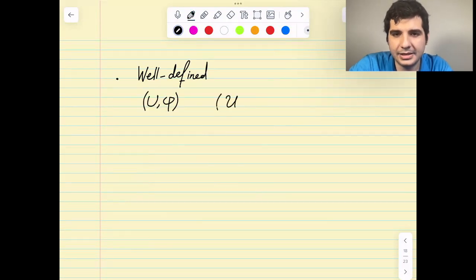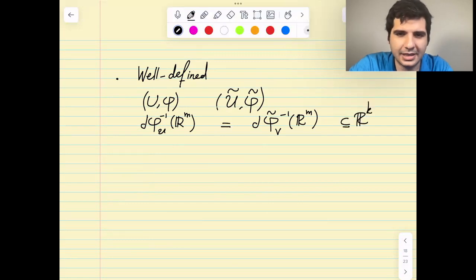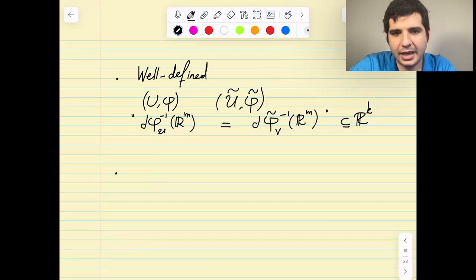If you take another open set U tilde and another map phi tilde, a coordinate chart around X, the tangent spaces these two define are the same. The image of the inverses of these two things defined on Rm would give you the same vector space in Rk. Okay, so in this sense, this notion is well defined. But still, it's nice to try to come up with a definition of tangent space in a more invariant way, without using specific embedding of the manifold inside Euclidean spaces.